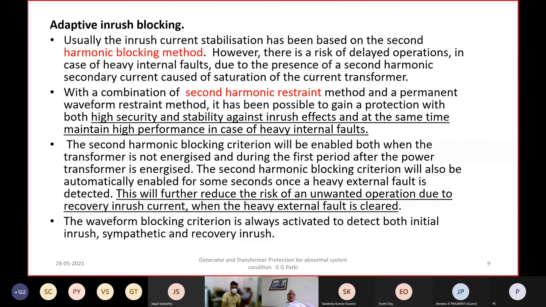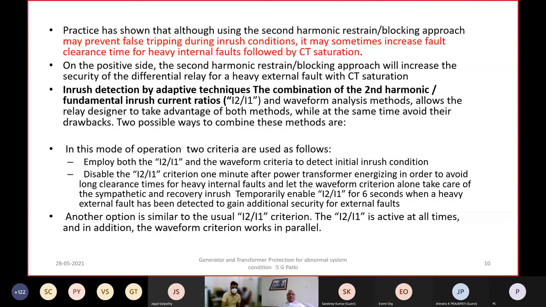So all these possibilities, undesirable operation, delayed operation, or no operation at all, can occur. Now this is something which has been very nicely addressed in the numerical relay. See, basically our old principle was that the harmonic content used to be a percentage of your fundamental current. So it was basically the I2 by I1 ratio. Now this I2 by I1 ratio, we used to have as an average of the three phases.